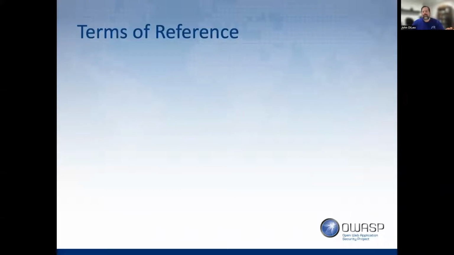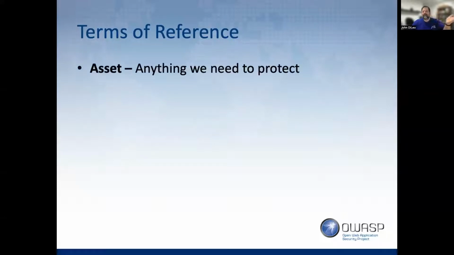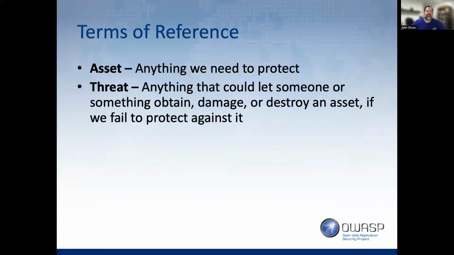Very quickly, some terms of reference, simply so that you know how I'm using the terms when we talk about them later. An asset, whatever it is that we want to protect. A threat, it's anything that could let someone or something obtain, damage, or destroy an asset if we fail to protect against it. Now, in threat modeling, we add that last part because we want to go into the conversation about the threat model, recognizing that let's just assume we didn't protect against anything.